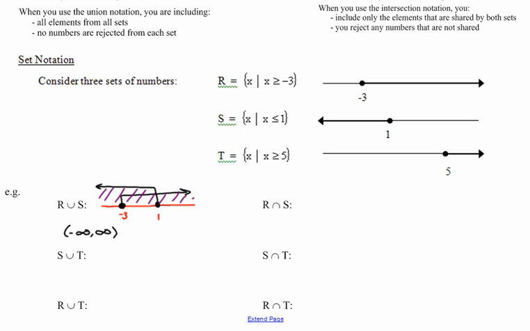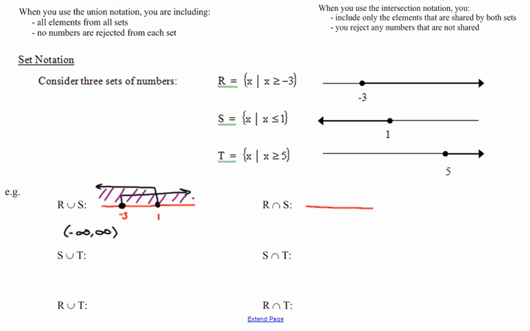Okay. So let's look at the same idea, but now intersection. If we look at the same idea, r and s, how I always remember it is that intersection looks like an "and", versus union looks like a U.